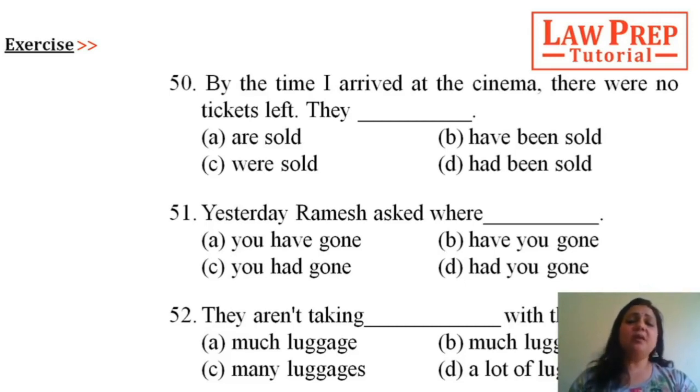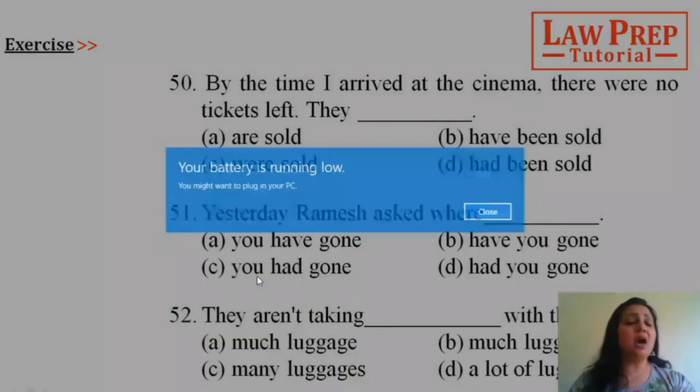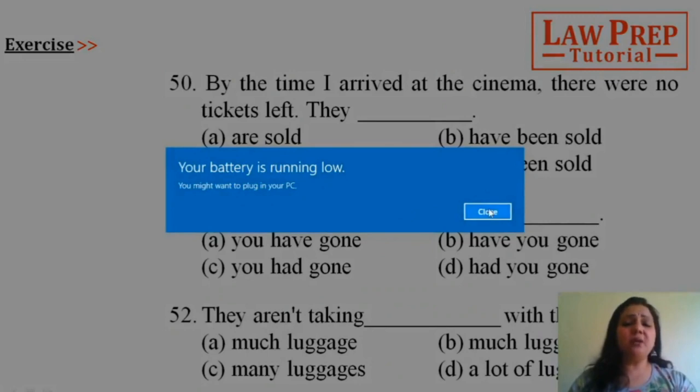Asked where? Because a WH word will not be followed by a helping verb. So I cross B, I cross D. You're doing it with your marker, marking and highlighting: you have gone or you had gone. Since it's a past tense, that will be the answer. It's reported speech. Yesterday, Ramesh asked where you had gone.